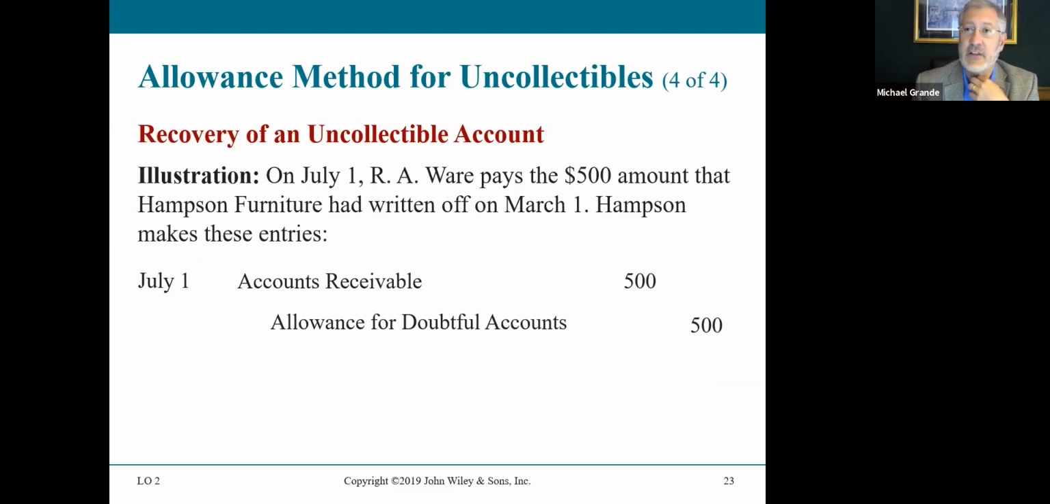That July 1st entry: reinstate the receivable, debit accounts receivable, credit the allowance account, and then record the payment of cash. They received the cash, reduce the receivable. We have, in essence, restored the balance in the allowance account.